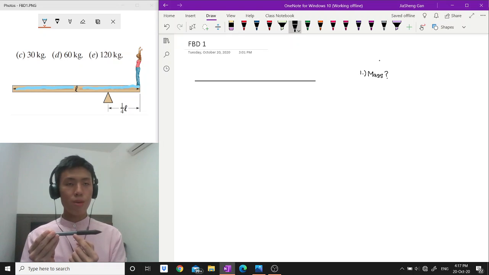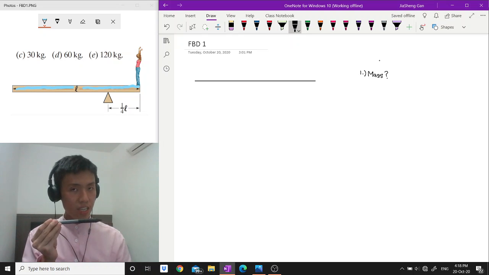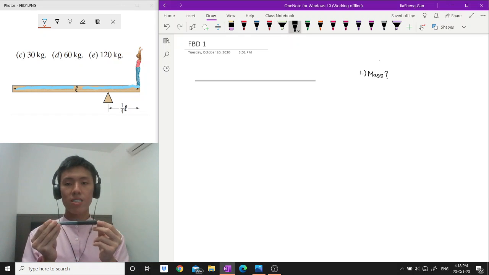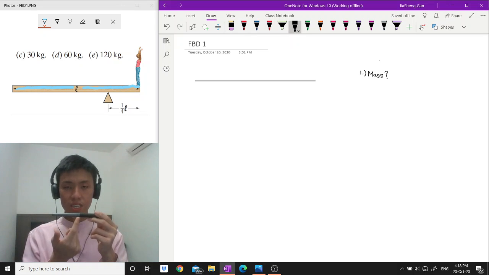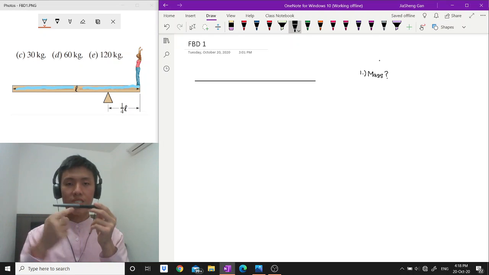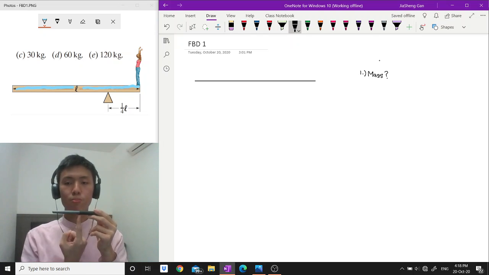Okay, if you remember, weight is just gravitational force. So if it's gravitational force, you know that gravitational force acts along the line that connects two centers of mass. The first center of mass is here. The second center of mass is the center of Earth. So it's pointing directly downwards from the center of the object.